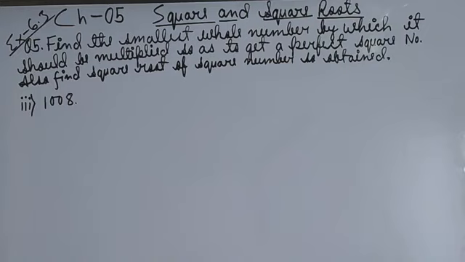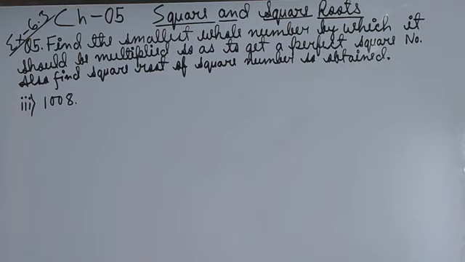This question number 5 says, find the smallest whole number by which the following numbers should be multiplied so as to get a perfect square number. Also find the square root of the number so obtained. So numbers are given to you in different parts of this question. You have to tell by which whole number the given number should be multiplied so that it becomes what?